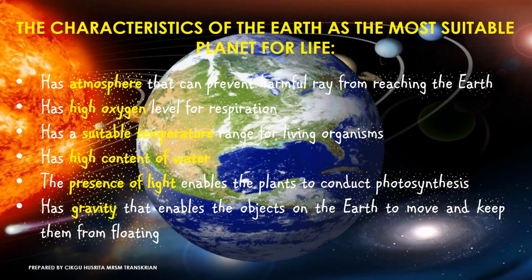Okay, the first one we have the atmosphere. Second, we have the high oxygen level for respiration. Third, suitable temperature. Fourth, high content of water. Fifth, presence of light. And the last one, we have the gravity that enables objects on the Earth to move and keeps them from floating.